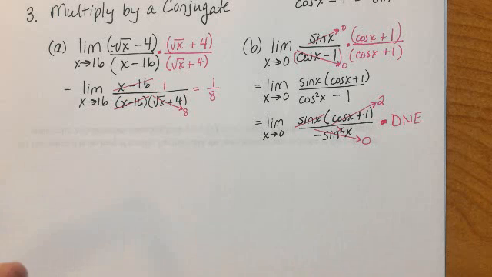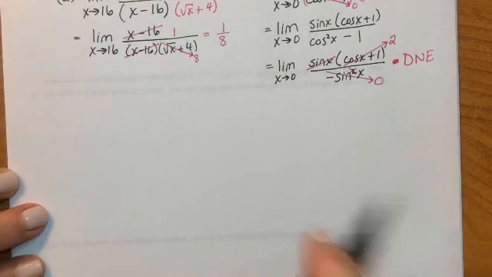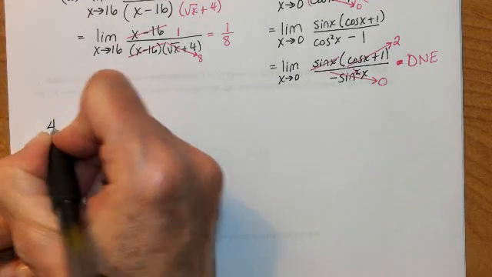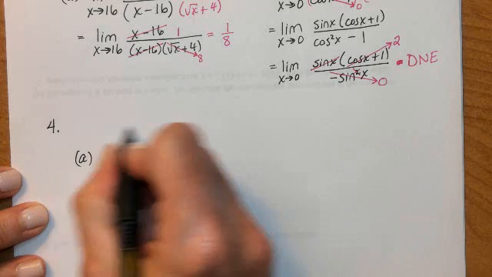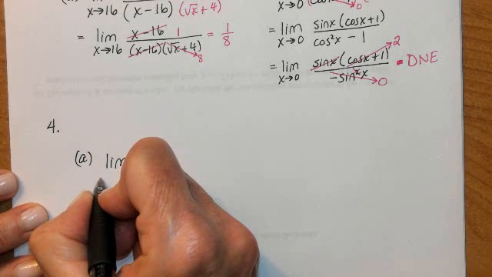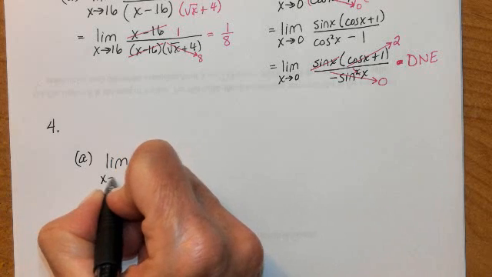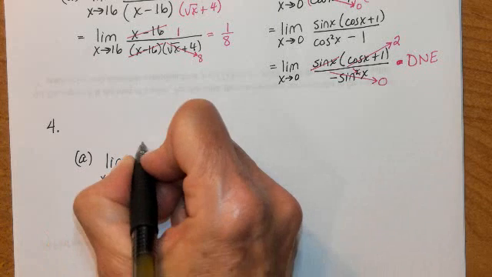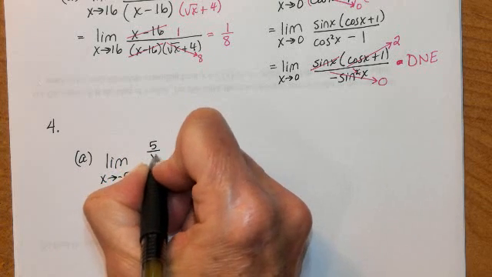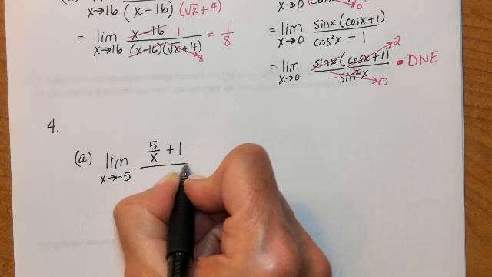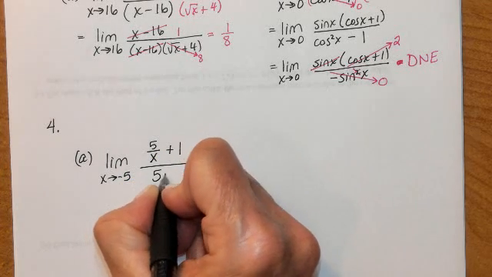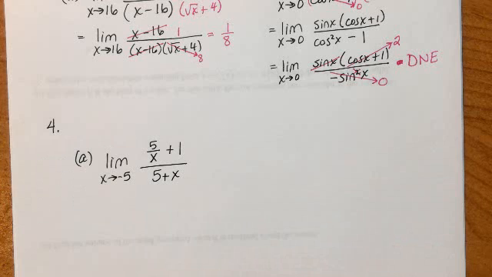All right, so we've done substitution, factoring, and multiplying by a conjugate. There is one more thing that you might see in one of these problems. Before I tell you the name of the technique, what if I had the limit as x approaches negative 5 of 5 over x plus 1 in the numerator, and in the denominator 5 plus x? What if we had that little guy?